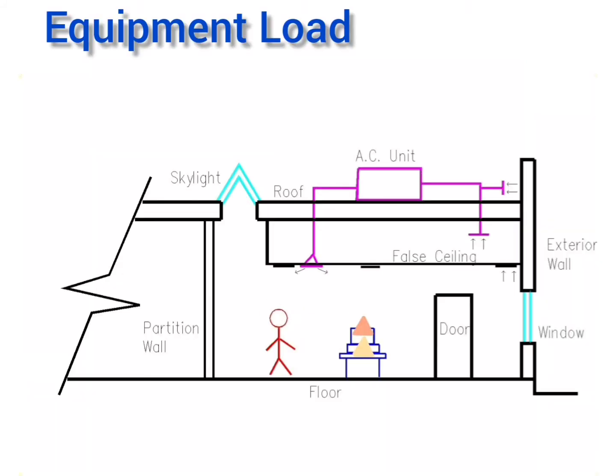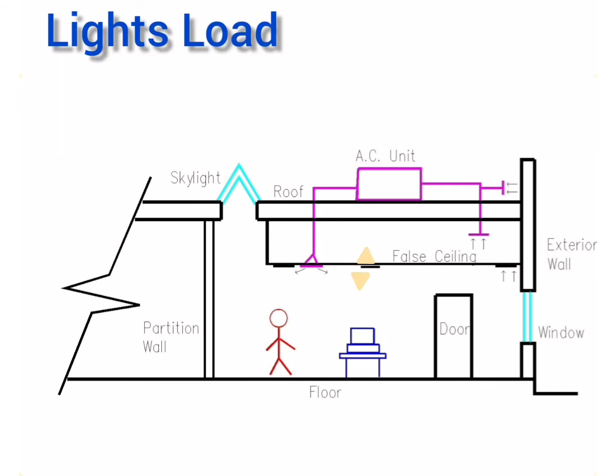Another internal load is equipment inside space that generates heat, such as computers, TVs, kitchen appliances, etc. The values of these heat dissipation loads we get from equipment catalog or from international standards.